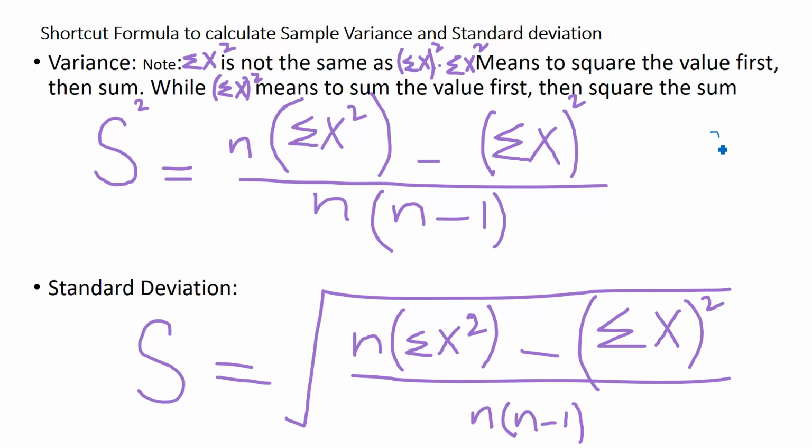then sum. Suppose we have 2 and 3, so you have to square 2, which is 4, 3 times 3 is 9, 9 plus 4, right? First you have to square and then sum. But for this one, first you have to sum, so it will be 2 plus 3, 5, and then square. So this is the difference. X square means first you square the value, then add. Here you add the values, then square, and n is multiplied by n minus 1. Similarly, for standard deviation, you take the square root of whatever we get here.